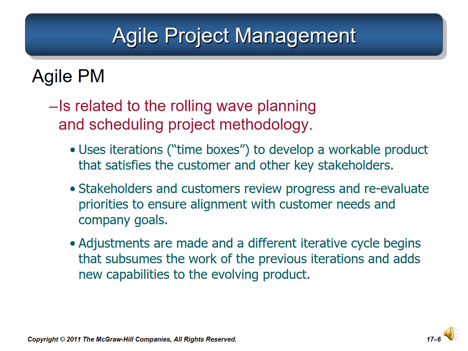At the end of each iteration, stakeholders and customers review progress and reevaluate priorities to ensure alignment with customer needs and company goals. Adjustments are made and a different iterative cycle begins. Each new iteration subsumes the work of the previous iterations and adds new capabilities to the evolving product to produce a next expanded version of the product. And you will see this illustrated in the next slide.